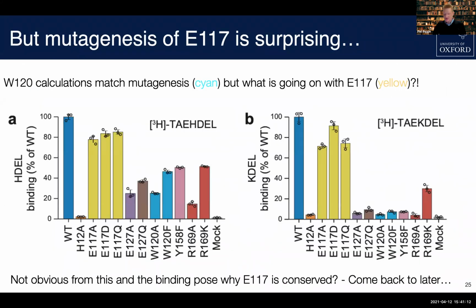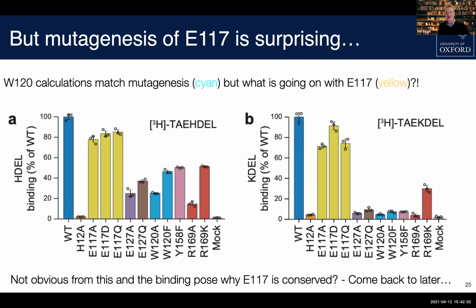Okay, good. So now, if we go back and compare that to a series of mutagenesis, then these calculations match rather nicely the mutagenesis data. So on the left is looking at HDEL peptides binding, and this is looking at KDEL peptides binding. There are lots of other mutations here that I'm not telling you about, but I want to focus on the cyan ones. You can see there's a nice reduction in binding for HDEL, and it's even worse for KDEL as well. So that tryptophan really is very important for the binding of these peptides.